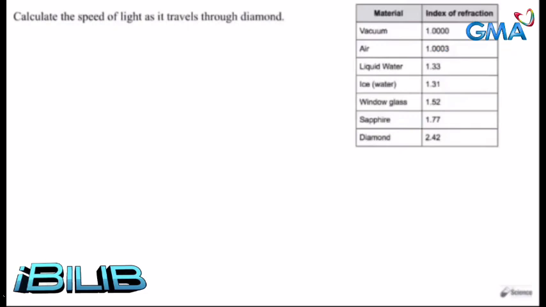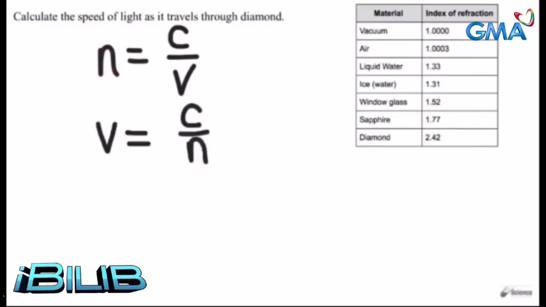Here's another problem. Calculate the speed of light as it travels through diamond. Notice that this problem doesn't give us any data at all. Most likely, you'll have a table of common indices of refraction, and that's where you're going to find the index of refraction for diamond. The speed of light in the material is this variable right here, and the speed of light in the vacuum is this variable. So we will need the index of refraction, n. To solve for the speed of light in the material, our equation becomes speed of light over n.